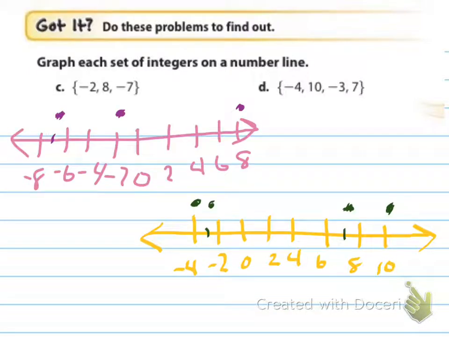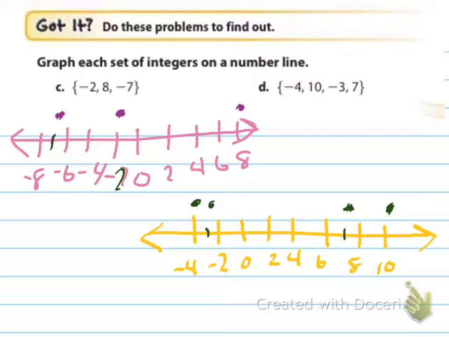All right, so here's how I chose to skip count on my number lines. I skip counted by 2s, it just makes it easier, and then for the ones that are in between, I just mark a little dash in between. So for C, where I had -7, -7 is between -8 and -6. And then I had my +8 all the way to the right, and then my -2 is right here.